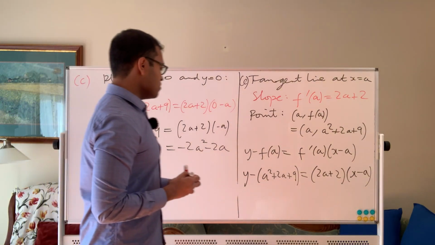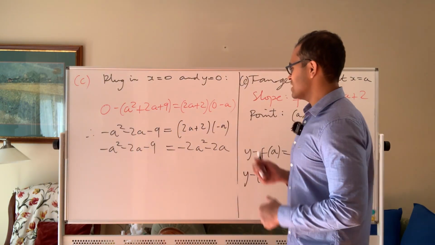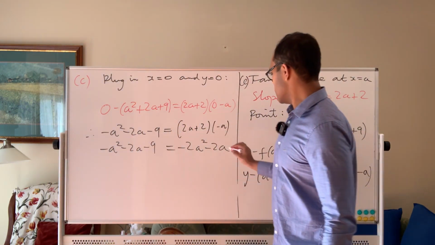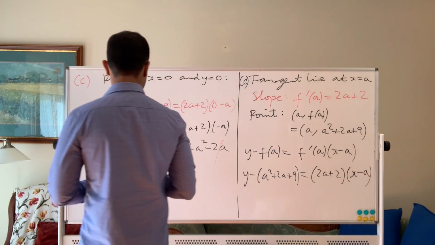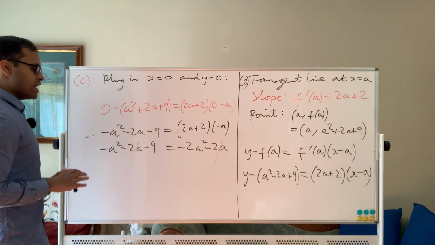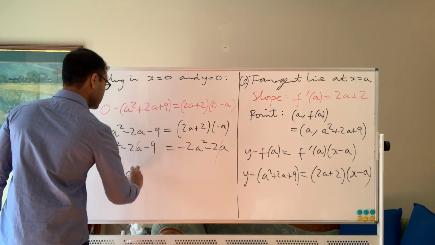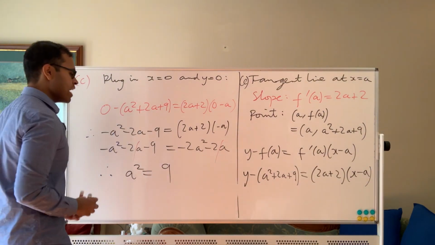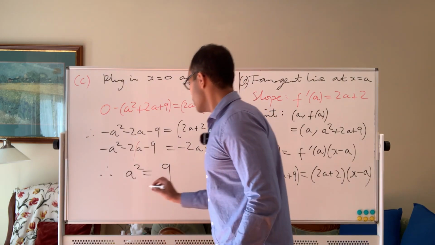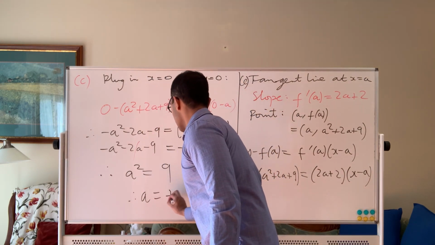Now what I like to do is put everything on one side of the equation. You can cancel off terms you see on both sides, so minus 2a gets cancelled. Minus 2a squared is going to go to the left-hand side. Therefore, we're going to get that a squared is going to equal 9. Minus 9 is going to go to the right-hand side. So therefore, a is going to equal plus or minus 3.